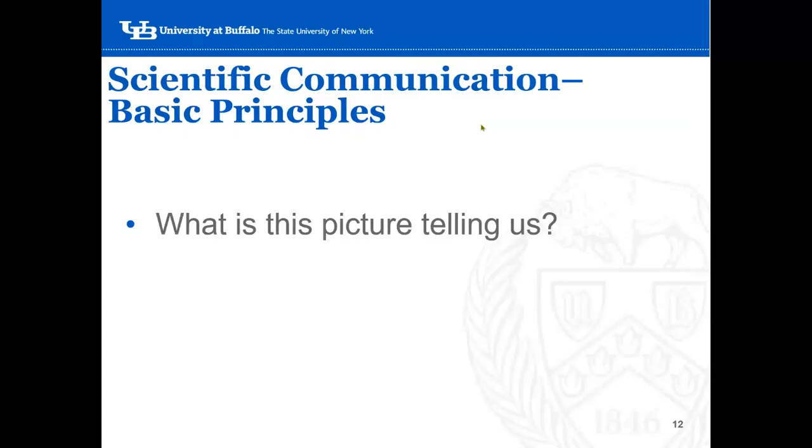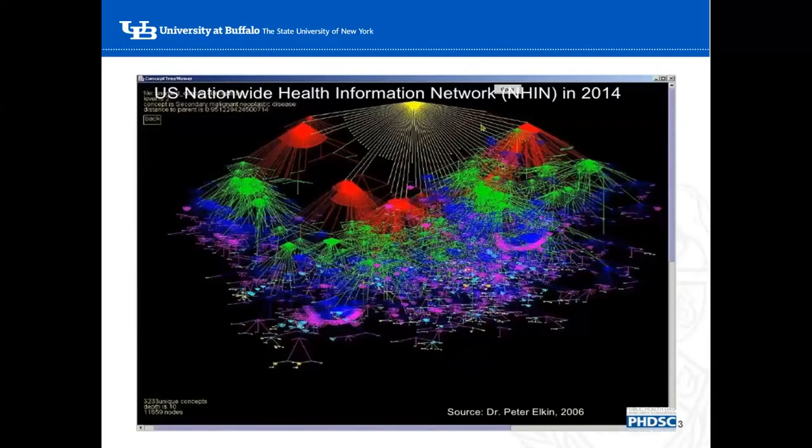Here's another picture that will challenge you to think about simplicity. What is this telling us? It's labeled a health information network that's available nationwide throughout the US. Beautiful colors, beautiful form and shape. I don't know what it's trying to convey, but I can find out.